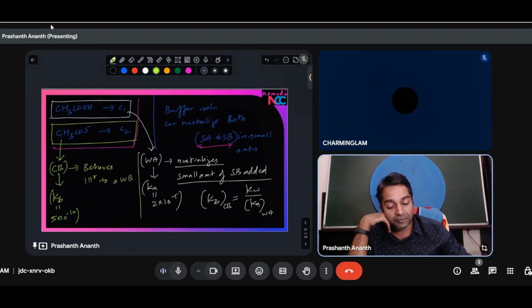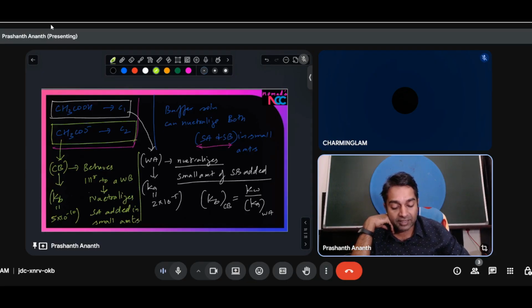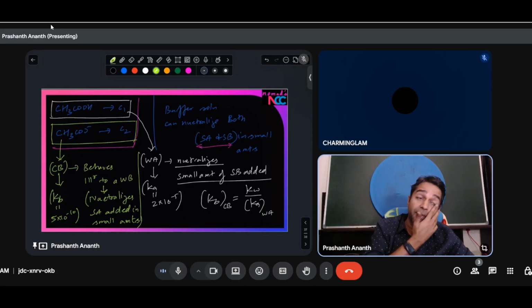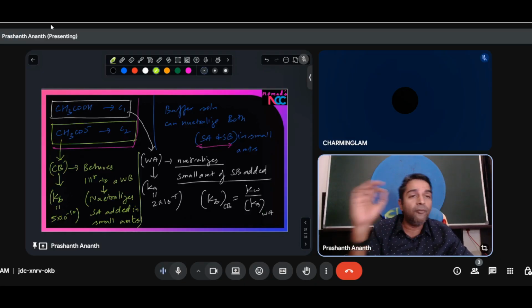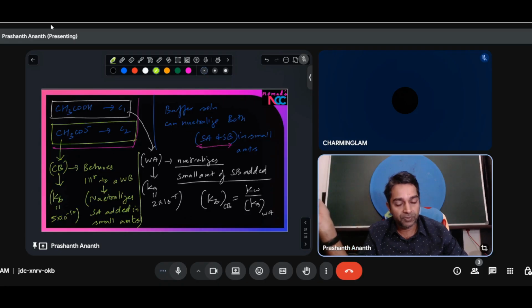What does that mean effectively? That means this neutralizes strong acid added in small amounts. So if I add a small amount of strong acid, this fellow, the conjugate base, will neutralize it comfortably without any problems.